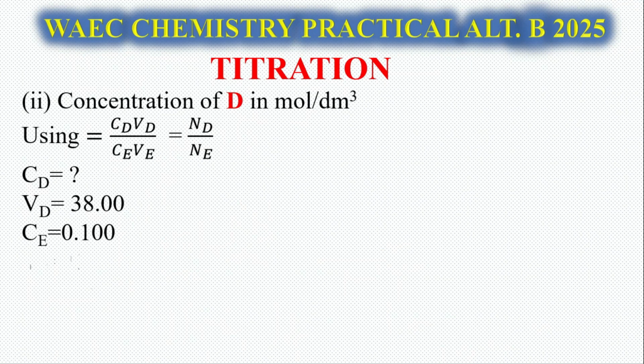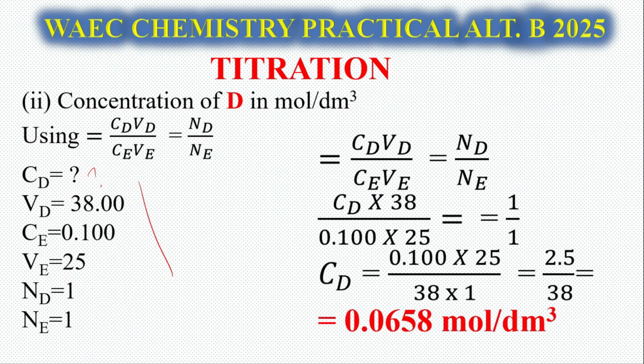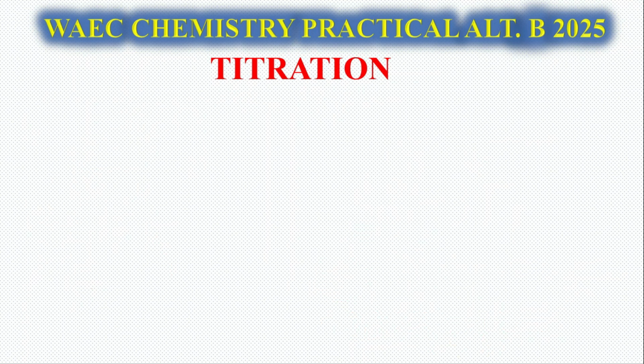Then we substitute respectively. I like sorting out my parameters first. I'm looking for CD. Of course, I have my VD, CE, and all of that. Then the next thing, I substitute respectively. Then after that, I make CD the subject of the formula. Then I have my final answer to be 0.658 mole per dm³. Remember, anytime you are working with mole per dm³, you must put 3 significant figures. Did you get that? Okay, we are moving gradually.